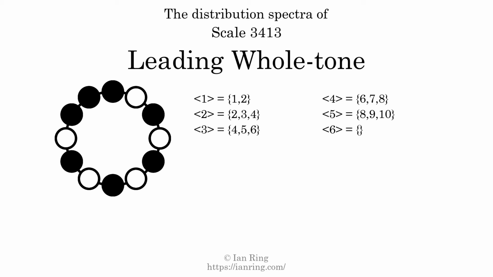And finally, the generic interval of 6 scale steps comes in two different specific interval sizes. 10 semitones and 11 semitones. The spectrum width of this generic interval is 1.